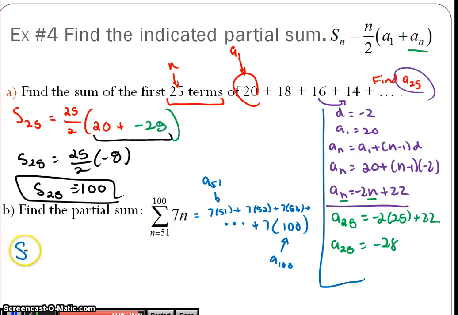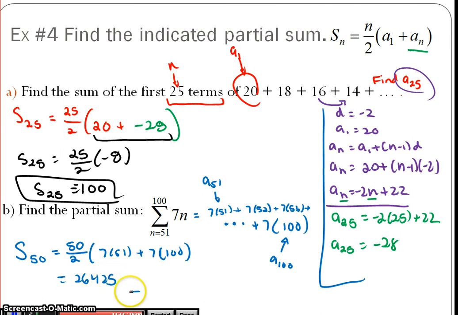So how many terms are we adding up? From 51 to 100 is 50 terms. Count on your fingers: from 1 to 10 is 10 terms, not 0 to 10, that would be 11 terms. So we're adding up 50 terms. S50 is 50 over 2, dividing by 2, times the first term, 7 times 51, plus the last term, 7 times 100. Put that into your calculator, you get 26425.